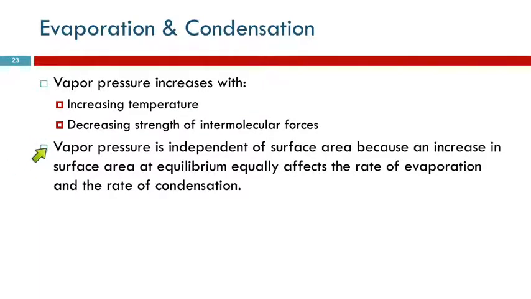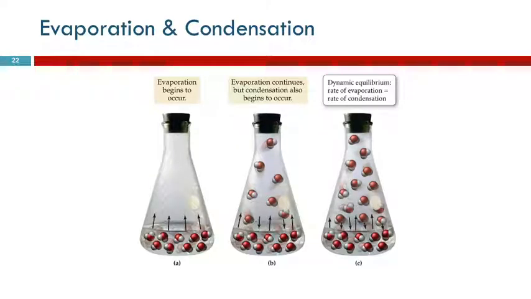The vapor pressure is independent of the surface area, because if you increase the surface area, maybe you make this spread out more, a shorter, wider dish, the rate of condensation is also dependent on the surface area. More surface area, more particles hitting it and getting trapped. It's dependent on the temperature and on the strength of the intermolecular forces.